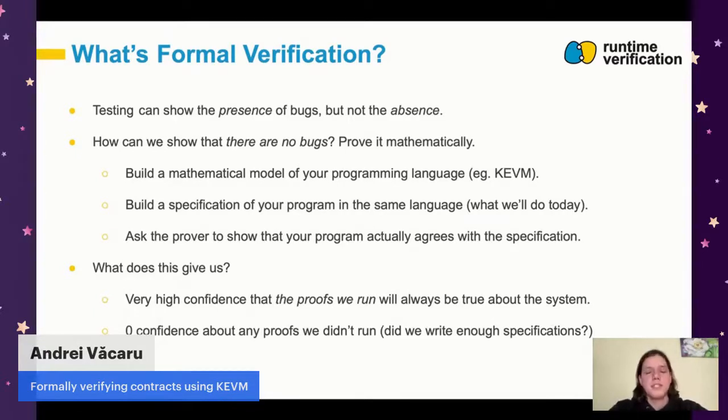So, as a scenario, you would write some tests, you would find some bugs, you would fix those bugs, but you have no guarantee that there are no other bugs in your contract. So to prove that there are no bugs, you have to do this mathematically, like a mathematical proof, which you do on pen and paper, but this time we have computers, which help us very much because the proofs can get pretty big.